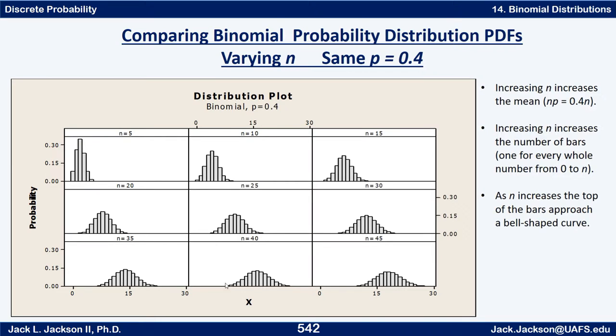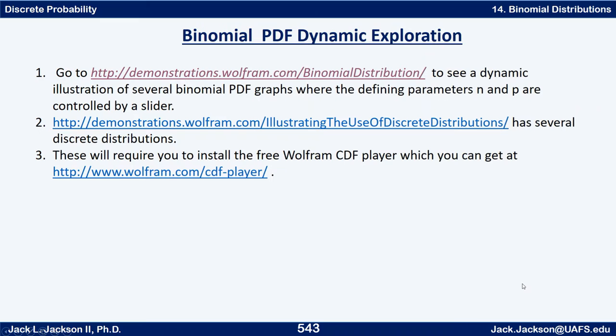But the bigger n gets, the more it starts to look kind of like what's called a bell-shaped curve. It looks a little bit more like a normal curve. We'll talk about that a little bit later. Now, I actually have a couple of demonstrations here I want to show you, so we can see this dynamically.